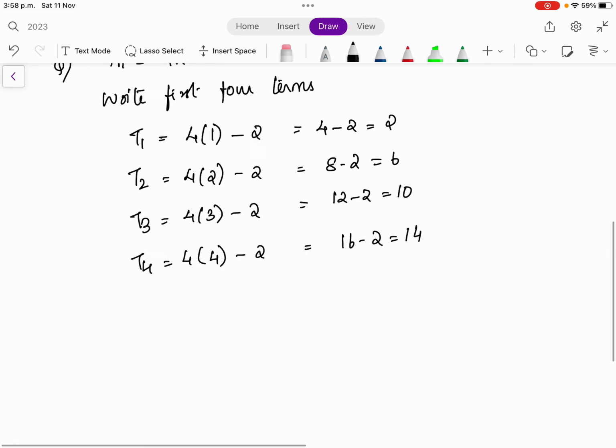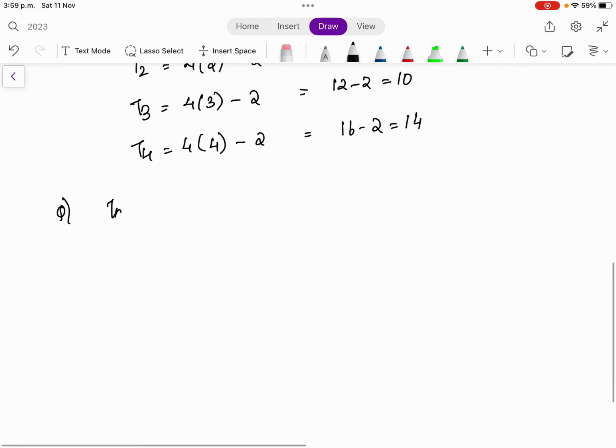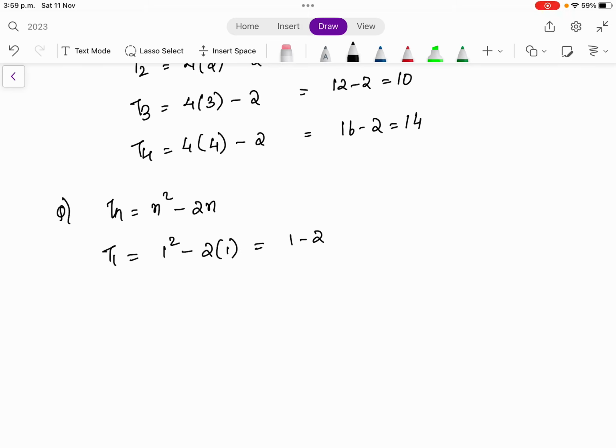Suppose you have a question, Tn is equal to n square minus 2n, how will you find the first 4 terms? T1 is equal to 1 square minus 2 times 1, so that is 1 minus 2, which is equal to minus 1. T2 is equal to 2 square minus 2 times 2, which is 4 minus 4, which is equal to 0.